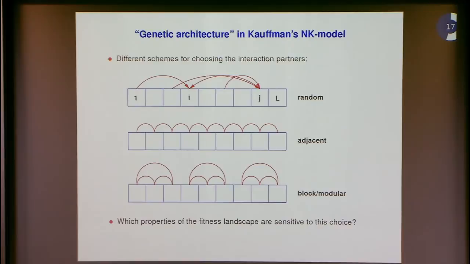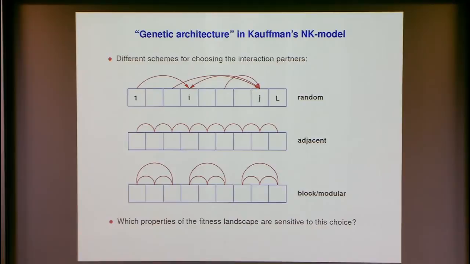The most commonly used version is, I think, the random choice. Here these arrows indicate that locus I receives input in its fitness contribution from locus 1 and from locus J, and locus J maybe receives input from this one and this one. So you choose your interaction partners at random among the other loci. This is the random version. But of course, you can also do this in a one-dimensional way, and always choose sites which are adjacent along the sequence. And finally, you can do it in a modular way: you subdivide your sequence into blocks, and within each block everybody interacts with everybody else, and between blocks there are no interactions. It's an interesting question which properties of the fitness landscape actually depend on this choice.